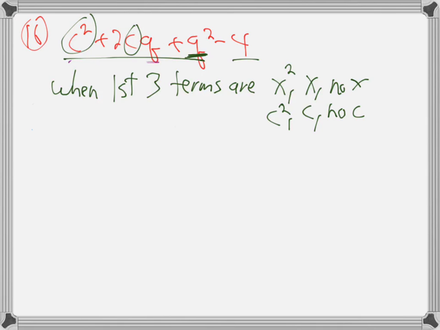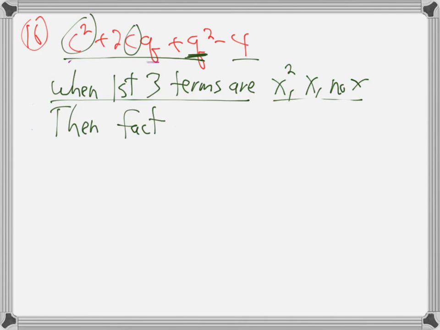So when the first 3 terms are x squared, x, no x, or whatever letter you have, c squared, c, no c, then factor the first 3 by the diamond and the 2 parentheses. Does that make sense? Otherwise, you do the 2-2 thing.